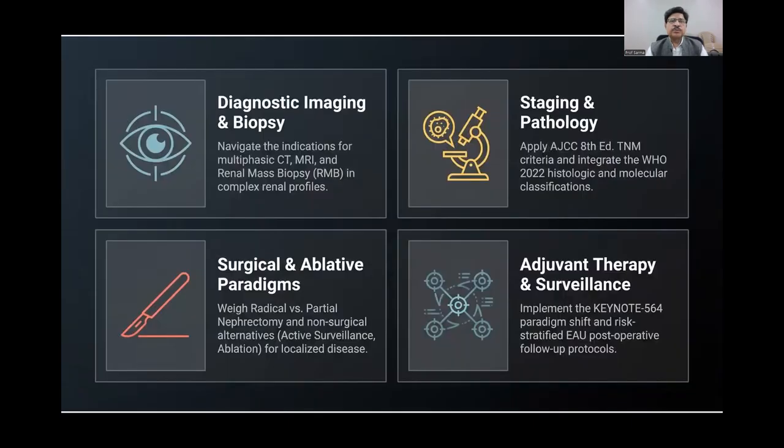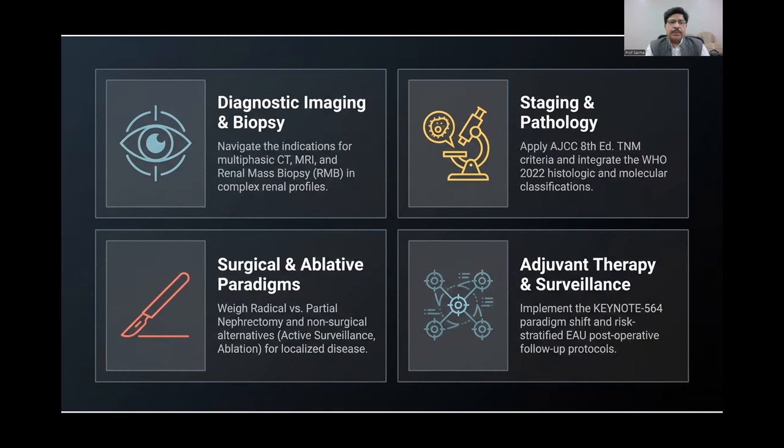Let us see that. How do I do the diagnostic mapping? Navigate the indications for multiphasic CT, MRI, and renal mass biopsy. Three investigations are there. One is the multiphasic CT, the second is the MRI, and the third is the RMB, renal mass biopsy. These are the three indications. How do I stage? Apply the AJCC 8th edition TNM criteria. I'll show you in the next slide. And integrate the 2022 WHO histological and molecular classification.